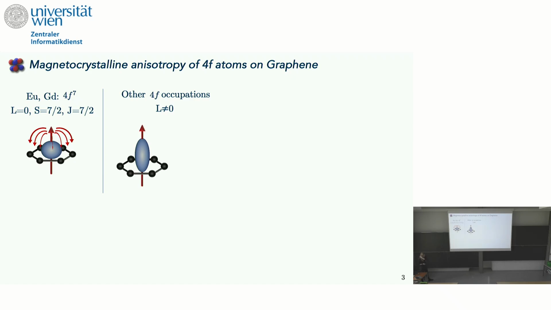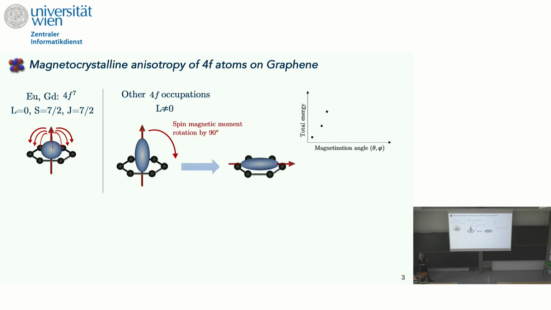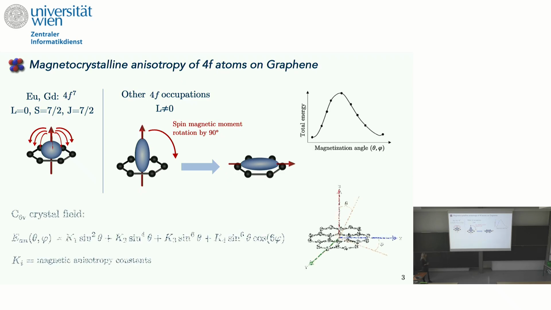we have some geometry in space of the 4f charge cloud, which means that if we rotate the spin magnetic moment, for example, by 90 degrees, because of spin-orbit coupling, also this charge cloud will rotate and interact differently with the surrounding crystal field. So we can get these energy curves as a function of the magnetization angles, which gives some information on the energy barriers needed to rotate the magnetization and on the easy and hard axis of the magnetization. So in principle, the magnetic anisotropy relies on 2 main ingredients: on one hand, the shape of the charge cloud driven by the 4f orbital occupation, and on the other hand, the symmetry of the crystal field.